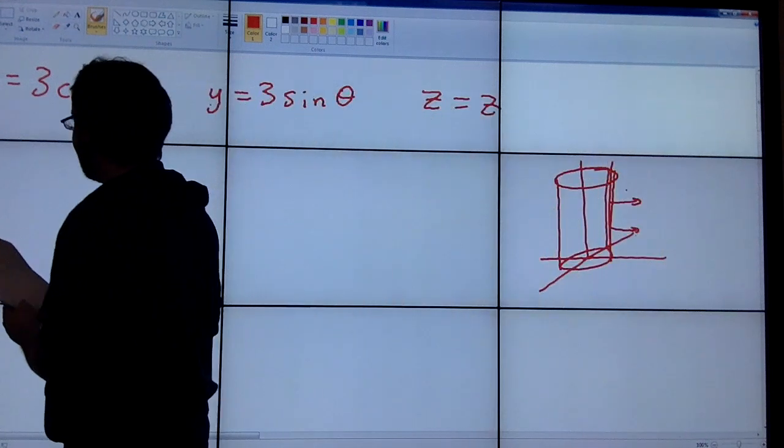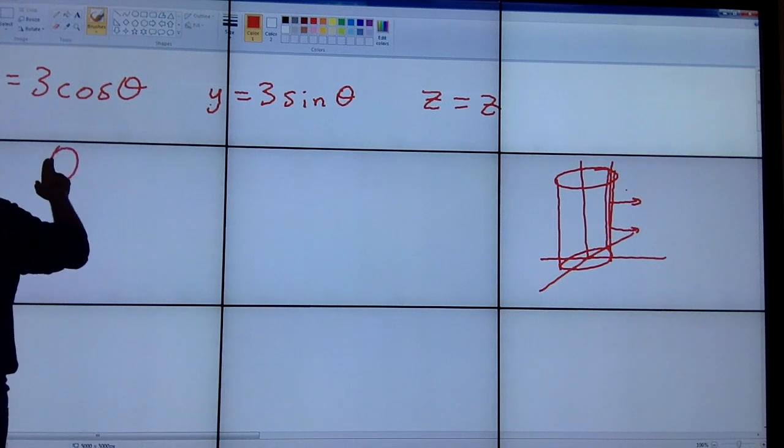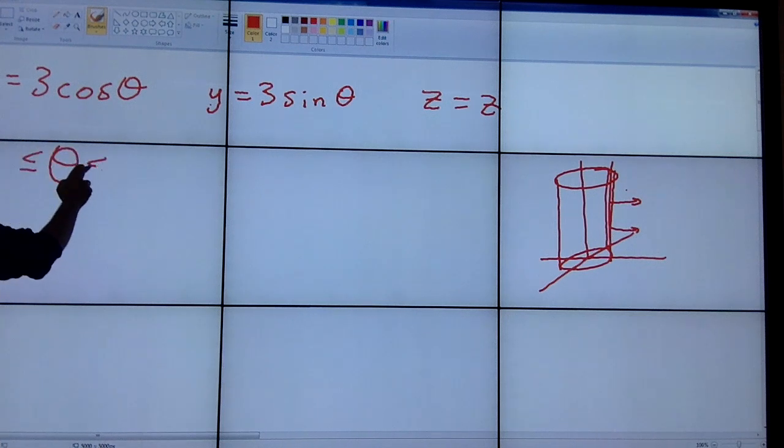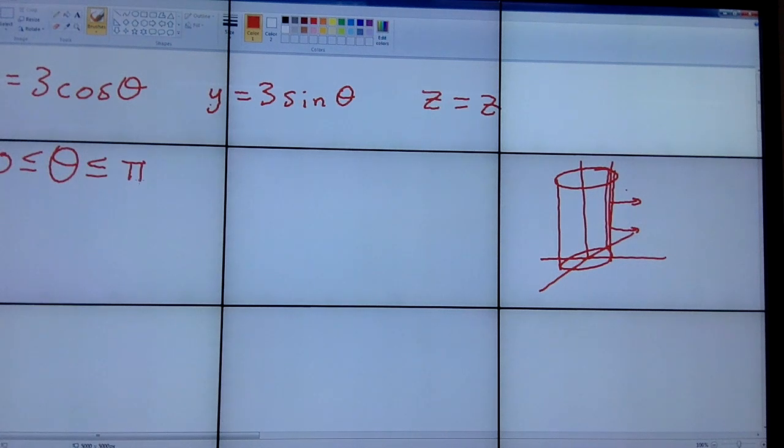This one's kind of hard. It says above the xy plane. So theta goes from 0 to pi. Let's talk about why briefly. Why would theta go from 0 to pi, not 0 to 2 pi?